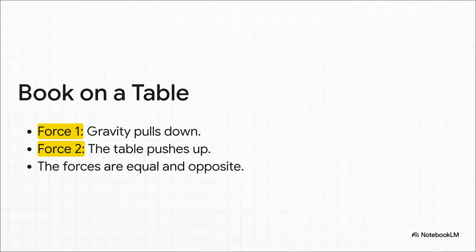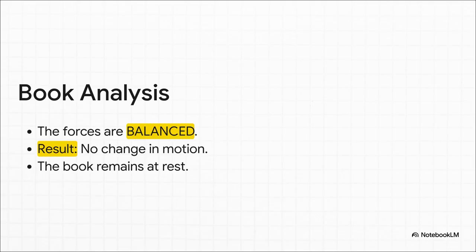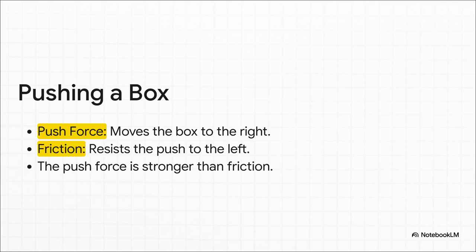Let's circle all the way back to that book on the table. So what forces are actually happening here? Well, you've got gravity, which is always pulling the book down. But at the same time, the table is pushing back up with an equal amount of force. That's the normal force, and it's literally what stops things from falling through other things. So when we draw our diagram, what do we see? One arrow pointing down for gravity and another arrow of the exact same length pointing up for the table. The forces are perfectly balanced, and the result? No change in motion. The book stays put. Mystery solved.